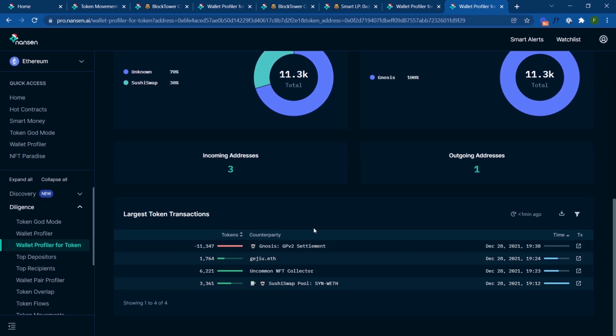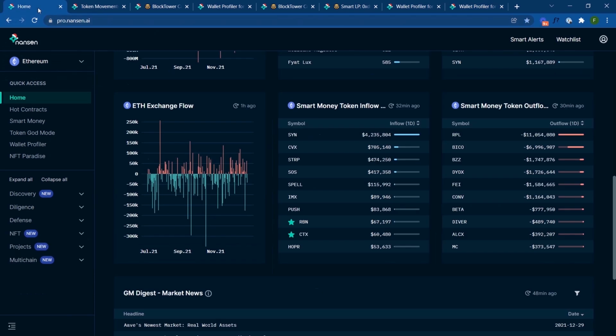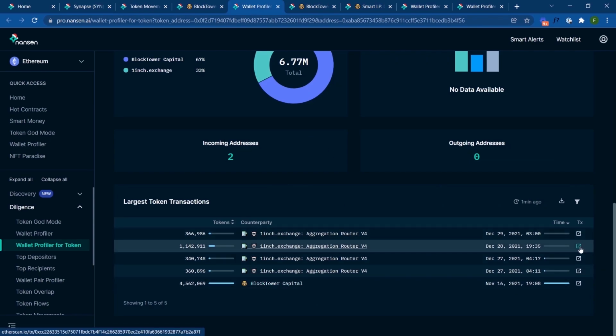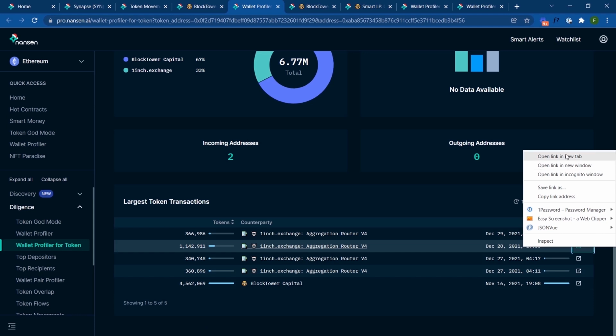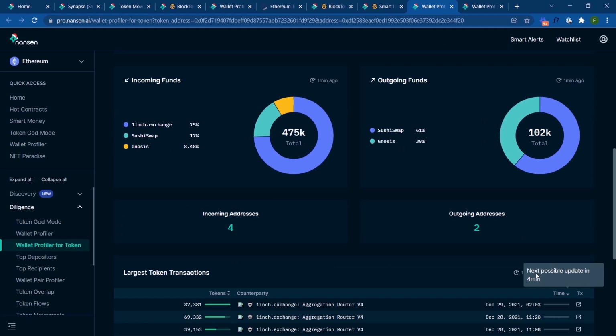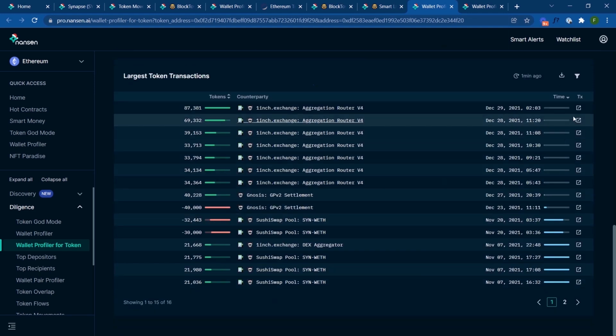Another fundamental dashboard to check is Token God Mode, which we can open by going back to Home and Smart Money Token Inflows. While it loads, we can go back to the wallet profiler for token of BlockTower and see the actual transactions on Etherscan. We do the same for the smart liquidity provider. For the sake of time, we go after the largest transaction of the selected time period, but you could check them all.